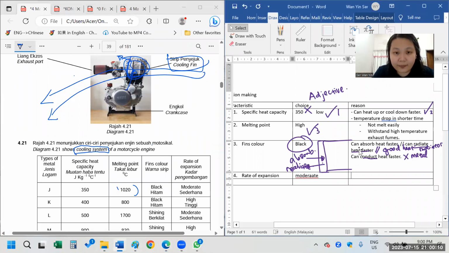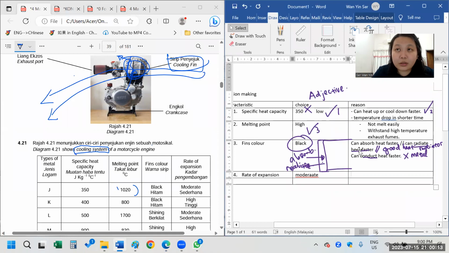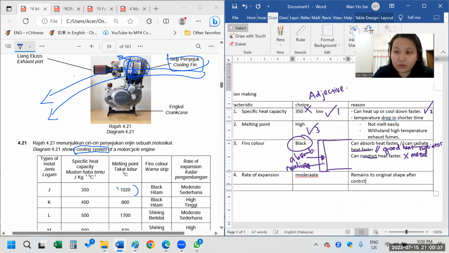Okay, so rate of expansion. Why? Reason: remains its original shape after contract. 热胀冷缩，对不对？Hot expand, cool contract. So 热胀冷缩过后，它可以 remains the original shape.